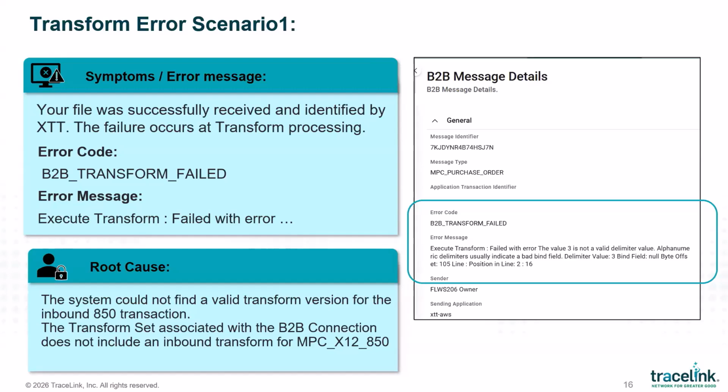The transform set associated with the B2B connection does not include an inbound transform for the sent file. This means the inbound file was received successfully, but the system could not process it because the required inbound transform is not available in the transform set linked to the B2B connection. To resolve this issue, review the transform set associated with the B2B connection and confirm that an inbound transform is configured for the 850 transaction. Once the correct transform is added or updated, resend or reprocess the file.